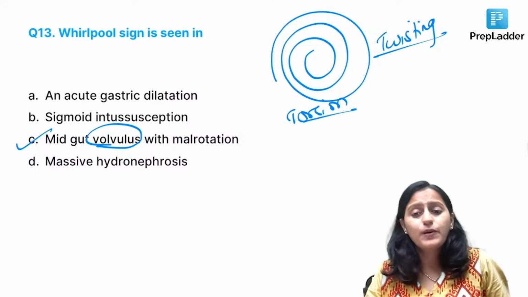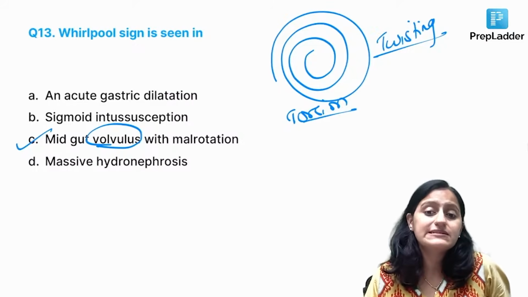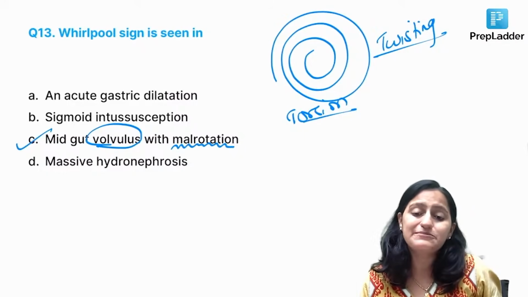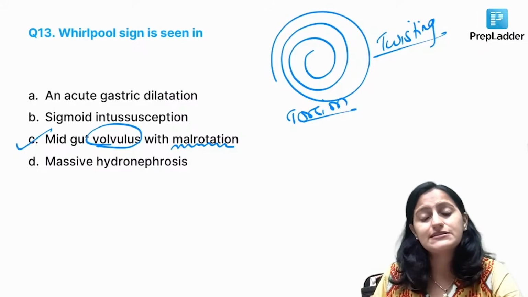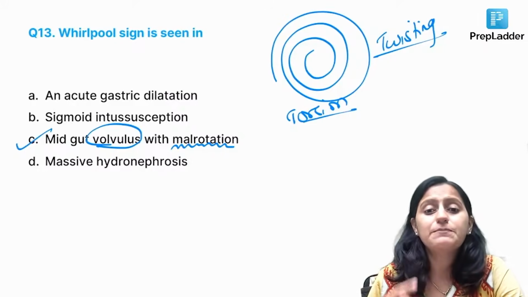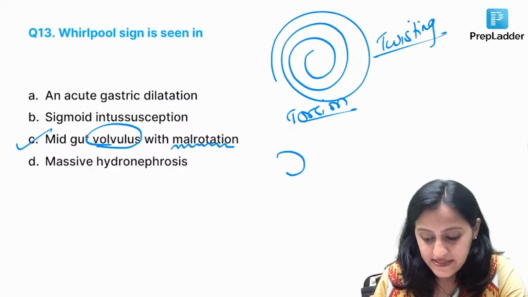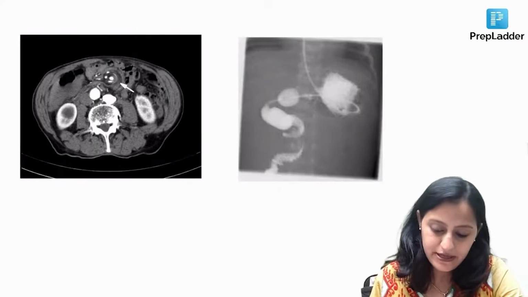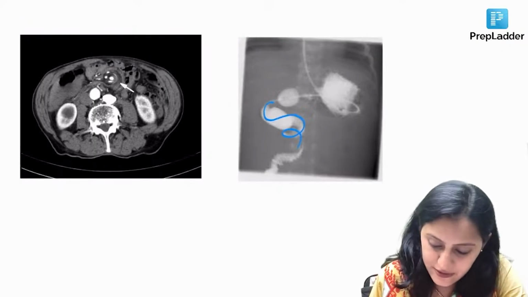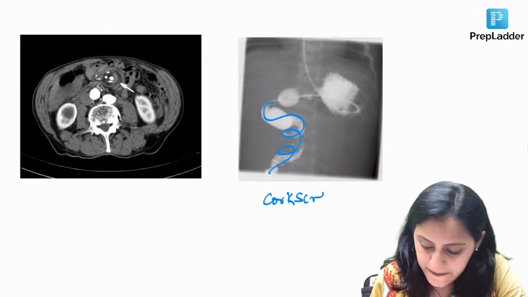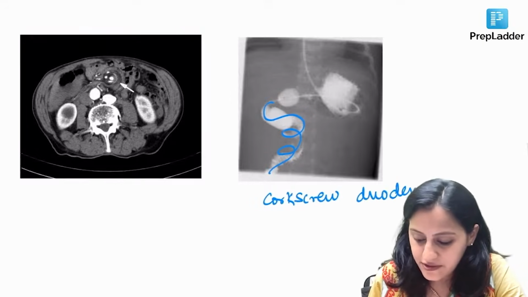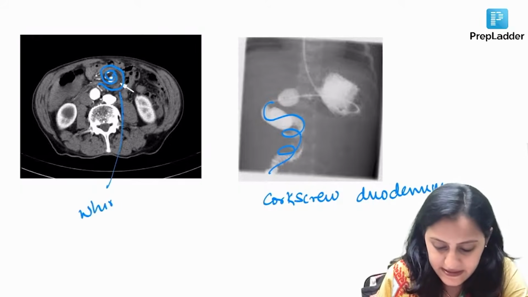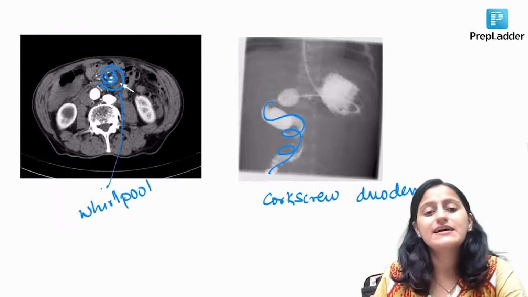So now tell me, what is the appearance of the duodenum in midgut volvulus in the barium studies? When you want to look for the malrotation, the upper GI study, the barium study, is a very good investigation. It tells you the location of the bowel loops. The twisting of the duodenum gives the corkscrew appearance of the duodenum. Like you see here, corkscrew duodenum. And you have here the twisting of the vessel with the mesentery. That is the whirlpool sign.